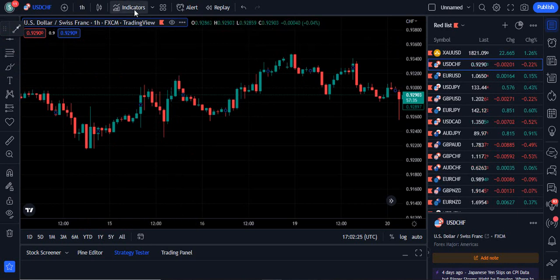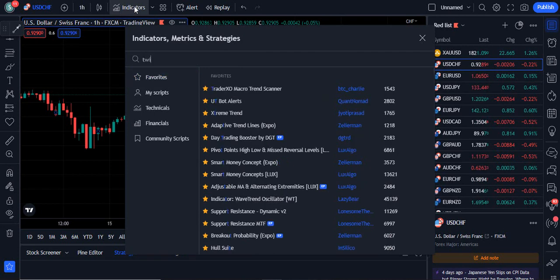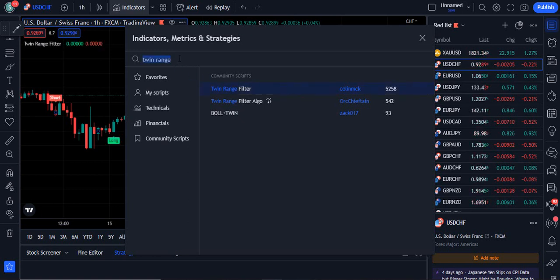The indicator I am telling you about today for your trading is the Twin Range Filter. Simply type twin range, and this is Twin Range Filter by Colin Mack. 5258 traders are using this indicator, right? So you have to apply it here.